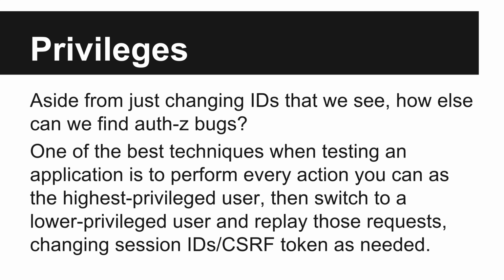One of my favorite techniques is just to perform every action as the absolute highest privilege user I have. Once I've performed every action, I'll switch to the lowest privilege user I have. Then I'll replay those original requests, just swapping session tokens and such for the proper user, and see if they succeed. If they do and they clearly shouldn't be accessible to this low privilege user, then that's a clear bug.